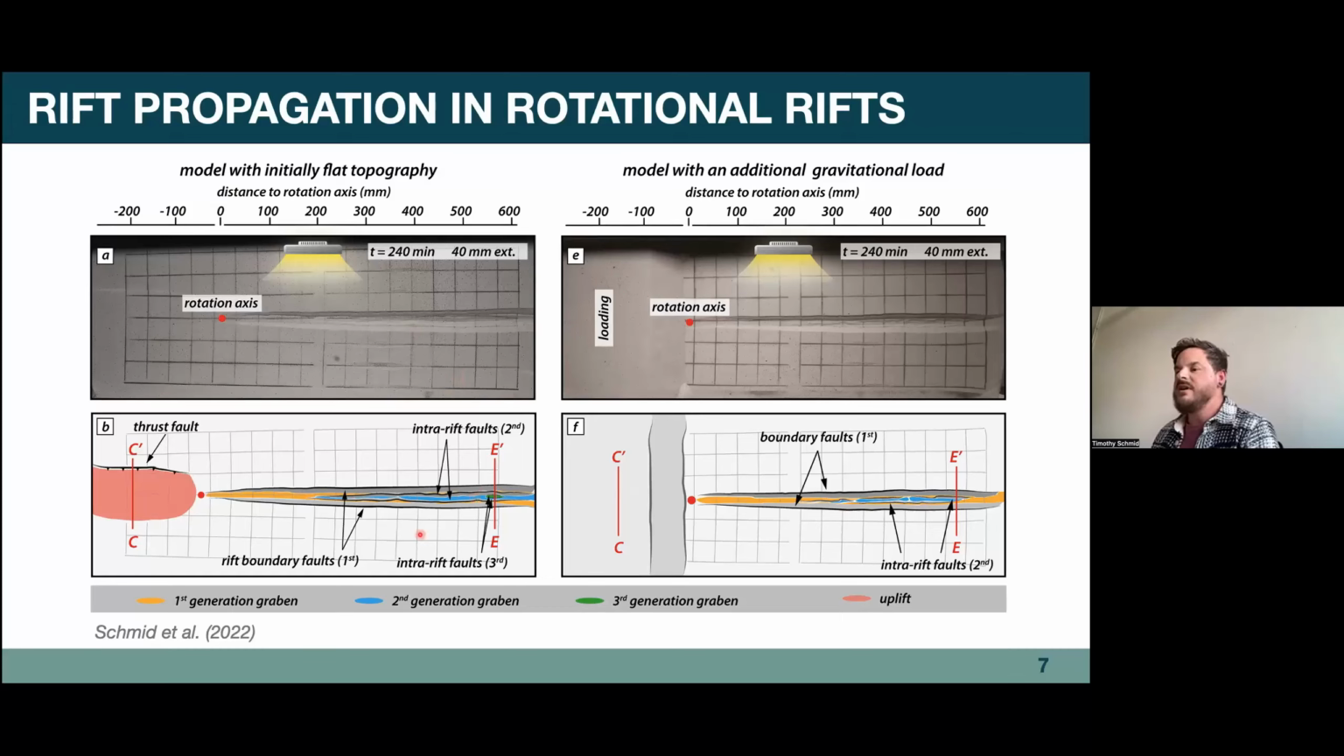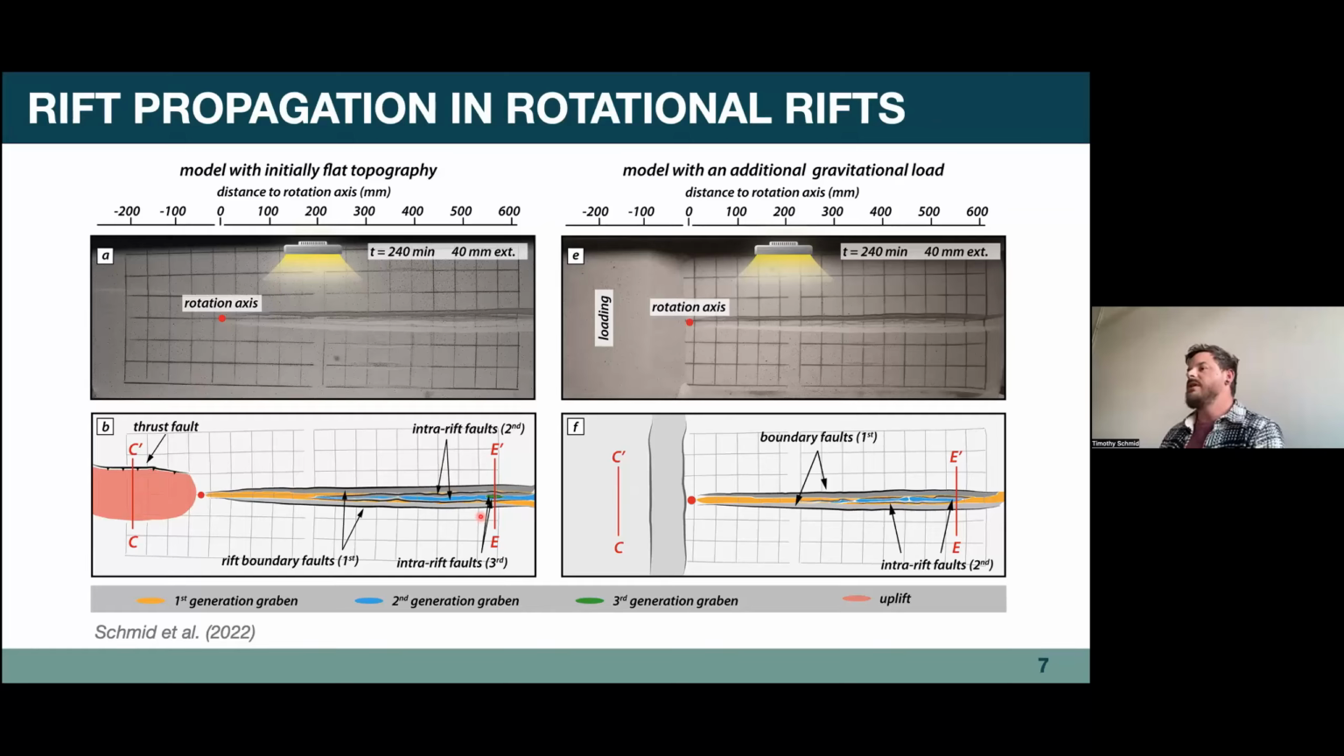So we have these rift boundary faults as they propagate towards the rotation axis, and as deformation increases, we create this rift inward migration of the deformation, creating these intra-rift faults, which are faults of second and sometimes even third generation.